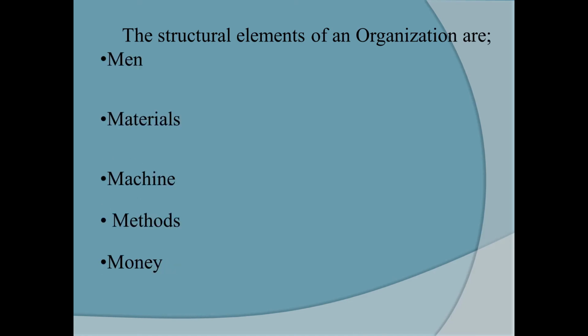Now moving on, we have the structural elements. What are the structural elements of an organization? We have 5 M's here. We have the men, materials, machines, methods, and of course, money. So these are the resources of an organization.